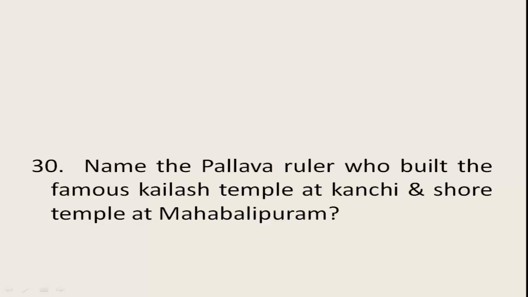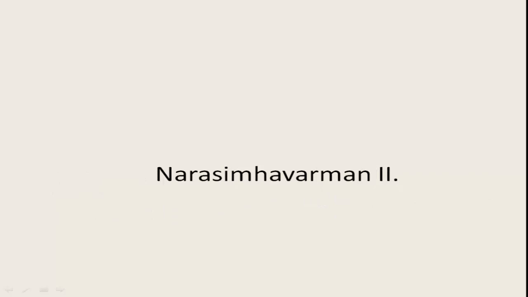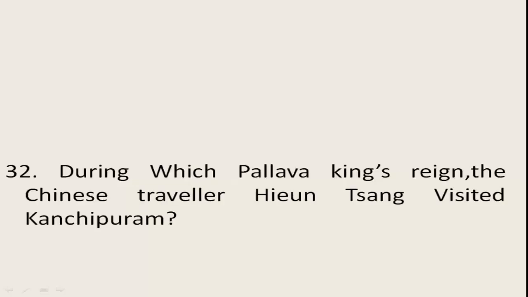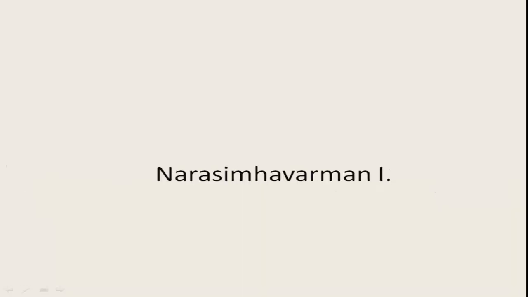Narasimhavarman I. Name the Pallava ruler who built the famous Kailash temple at Kanchipuram, Shore temple at Mahabalipuram. Narasimhavarman II. In which place were Pallava symbol and 11 copper plates discovered in 1879? Hiragadagalli, Bellary district. It is one of the earliest copper plates in Karnataka and belongs to the reign of early Pallava ruler Sivaskandavarma. During which Pallava king's reign did the Chinese traveller Hieun Tsang visit Kanchipuram? Narasimhavarman I.